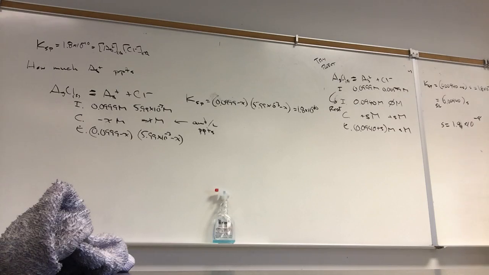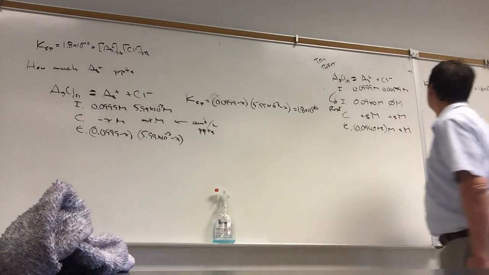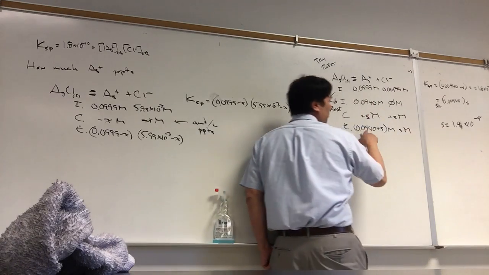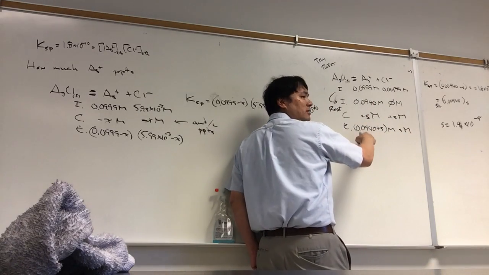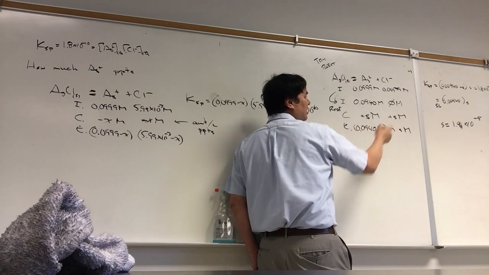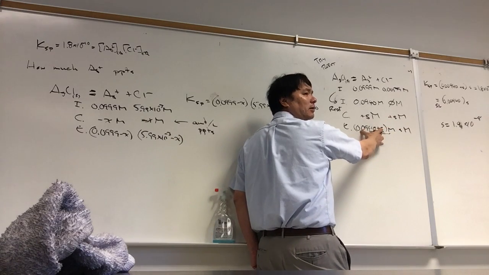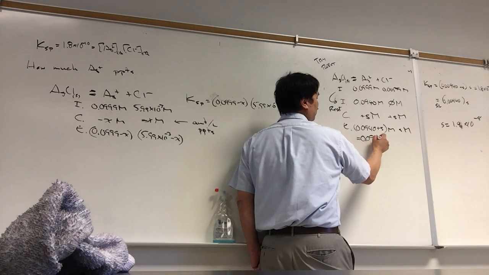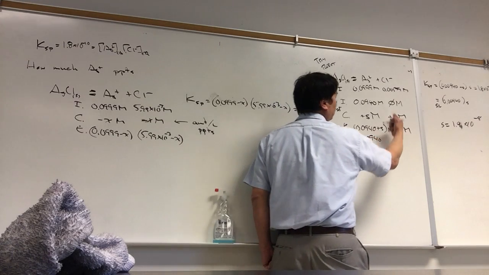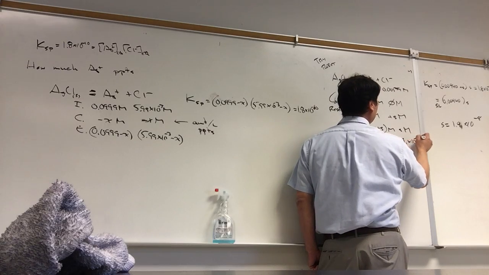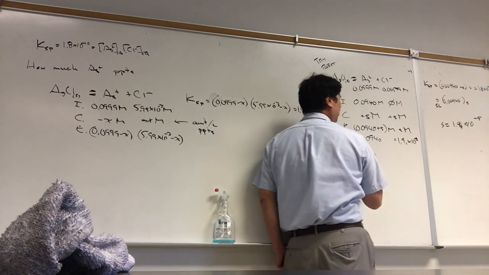Is the simplifying assumption valid? If we add 1.9 times 10 to the negative 8 to this, is it really going to change much? This is 10 to the negative 2, that's 10 to the negative 8. It's not going to have any impact on this. Barely. Then over here, the chloride's going to be 1.91 times 10 to the minus 8. And then we double check it.